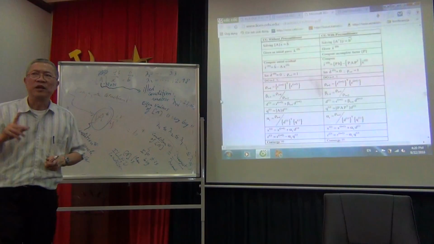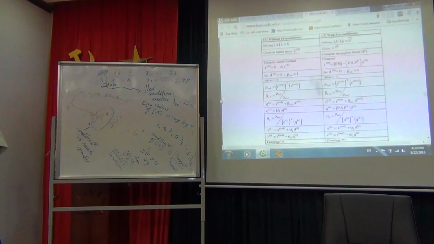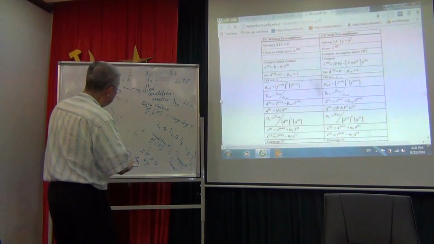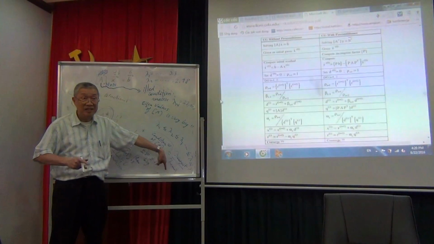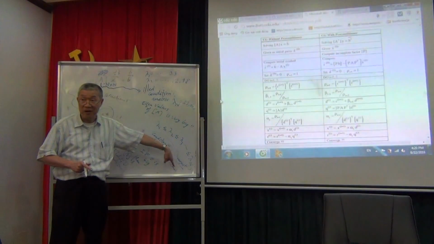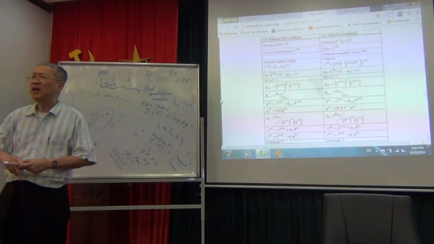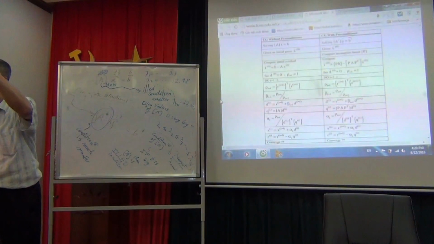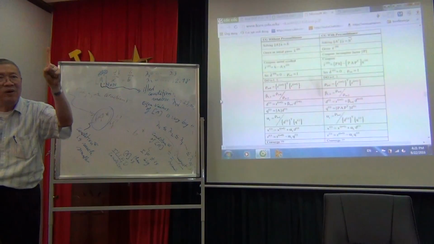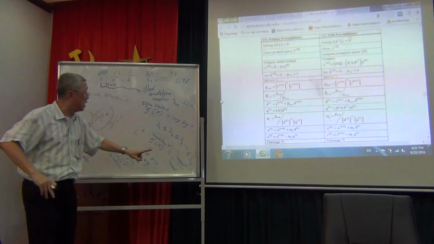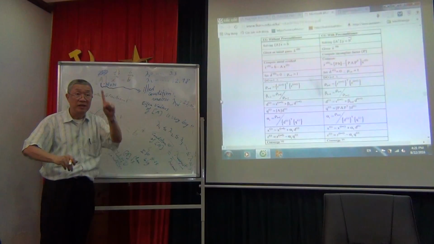Now, can you tell me what is the smallest condition number a matrix can have? The condition number is the ratio of the largest eigenvalue over the smallest eigenvalue. What is the smallest condition number you can have? Actually, it's 1. The smallest condition number you can have for a matrix is 1.